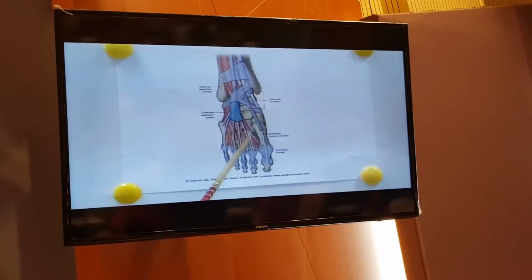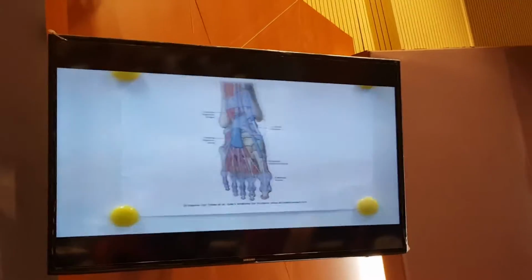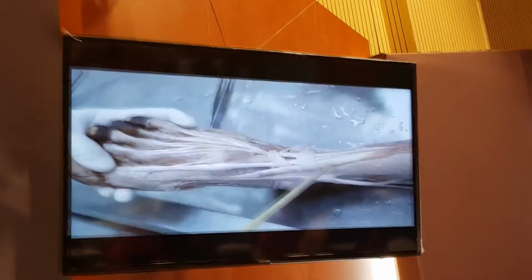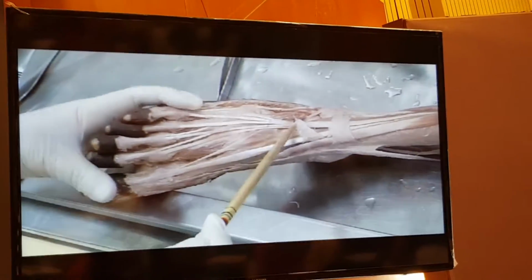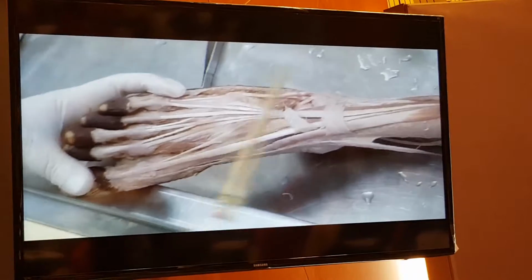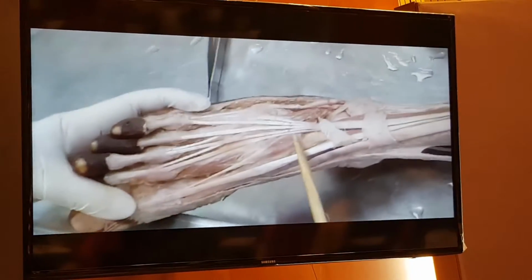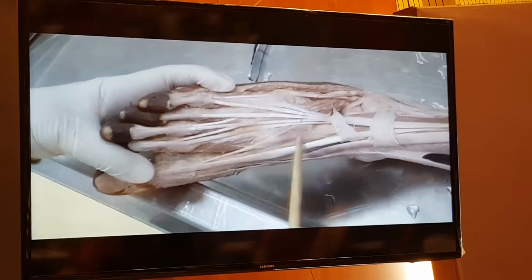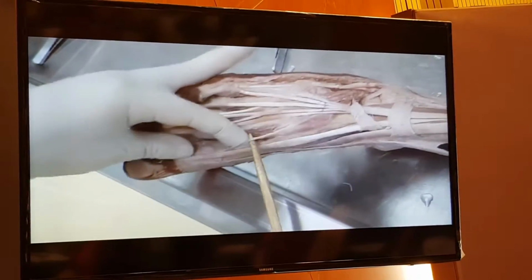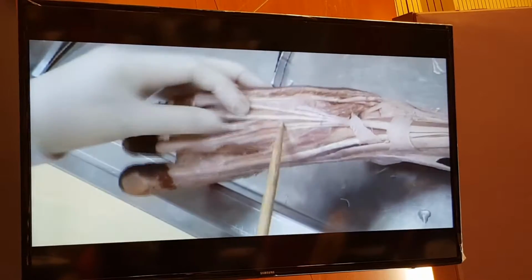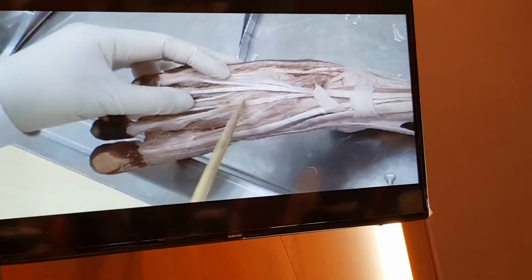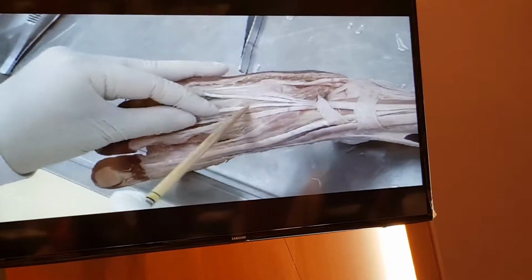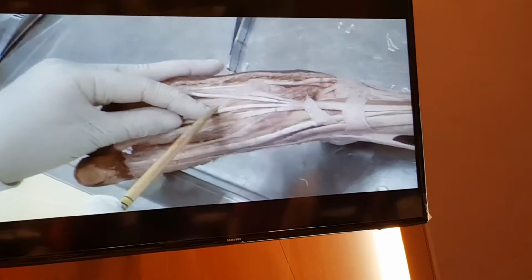Now I'm going to show you these muscles in the cadaver. This is the tibialis anterior tendon. Here is extensor hallucis longus tendon. Here is extensor digitorum longus tendon. From here, you have your extensor hallucis brevis tendon coming here. And then deep to this tendon, you have extensor digitorum brevis muscles coming here.